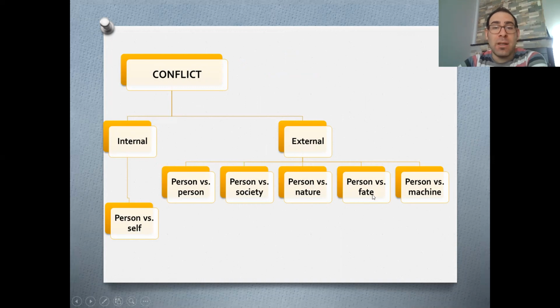Now, fate is interesting. It's all about trying to avoid the inevitable, okay? Like someone told you in the beginning of the story or film that you're going to die, your whole story is trying to avoid that, to avoid your destiny, which is very similar to what we saw with Macbeth. Then we have person versus machine, which is usually technology.